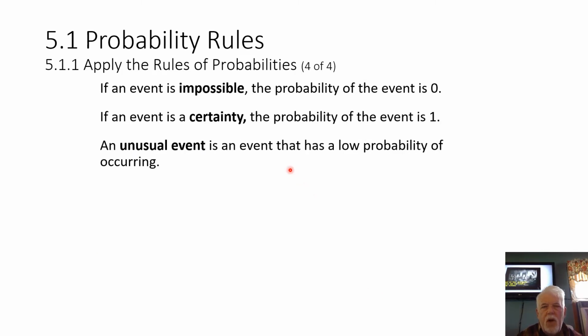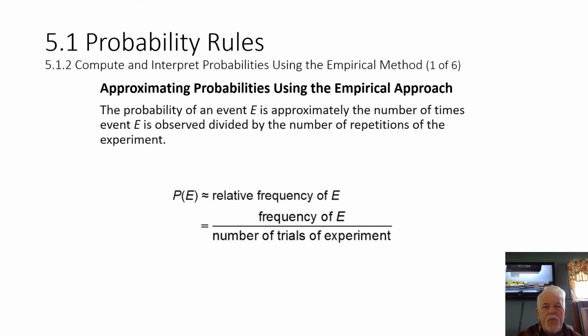If an event is impossible, the probability of the event is 0. If the event is a certainty, the probability of the event is 1. An unusual event is one that doesn't occur very often, and in this class, that will be 5% or less of the time it happens. And if you do an experiment and you want to approximate the probability, you'll say that P of E is the relative frequency of E happening. And that's going to be the frequency of E happening in your experiment divided by the number of trials of the experiment.